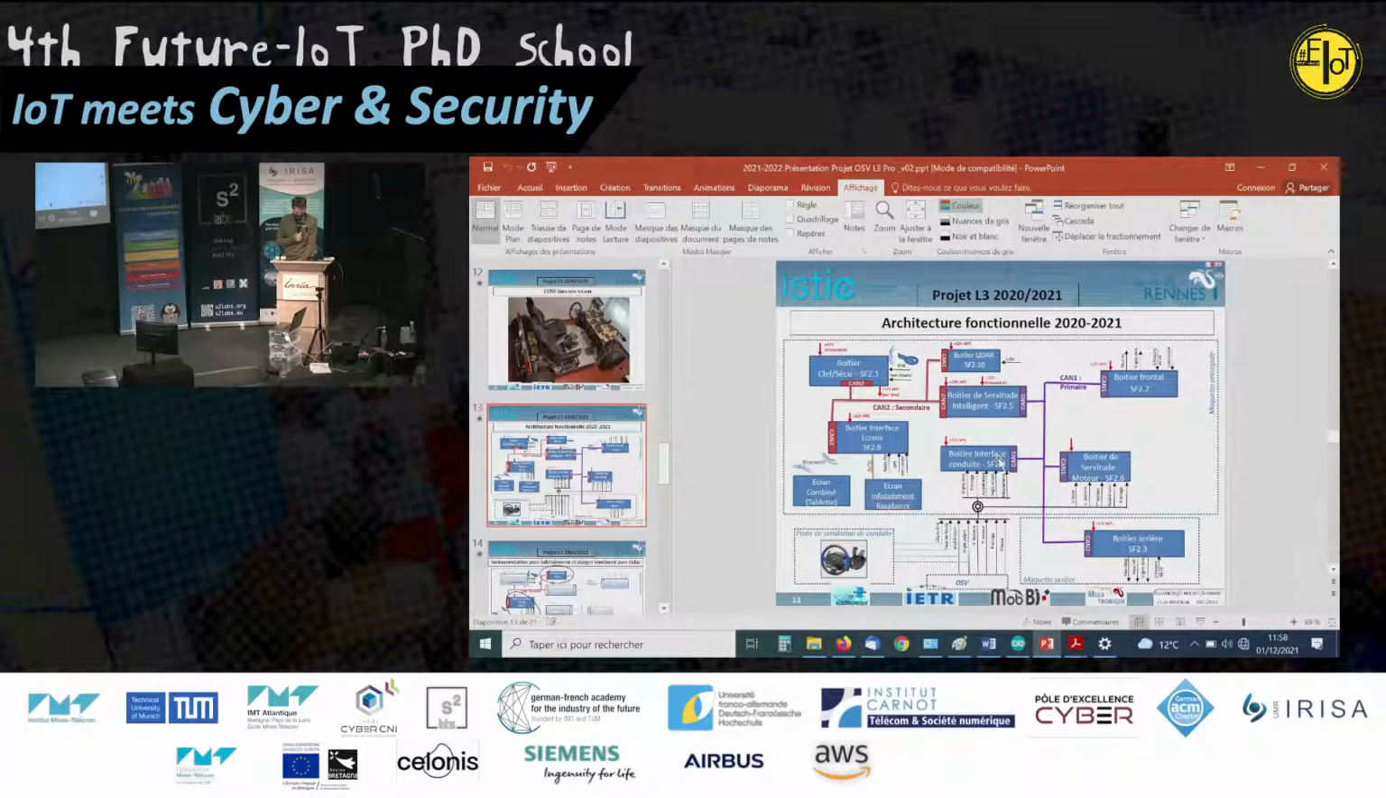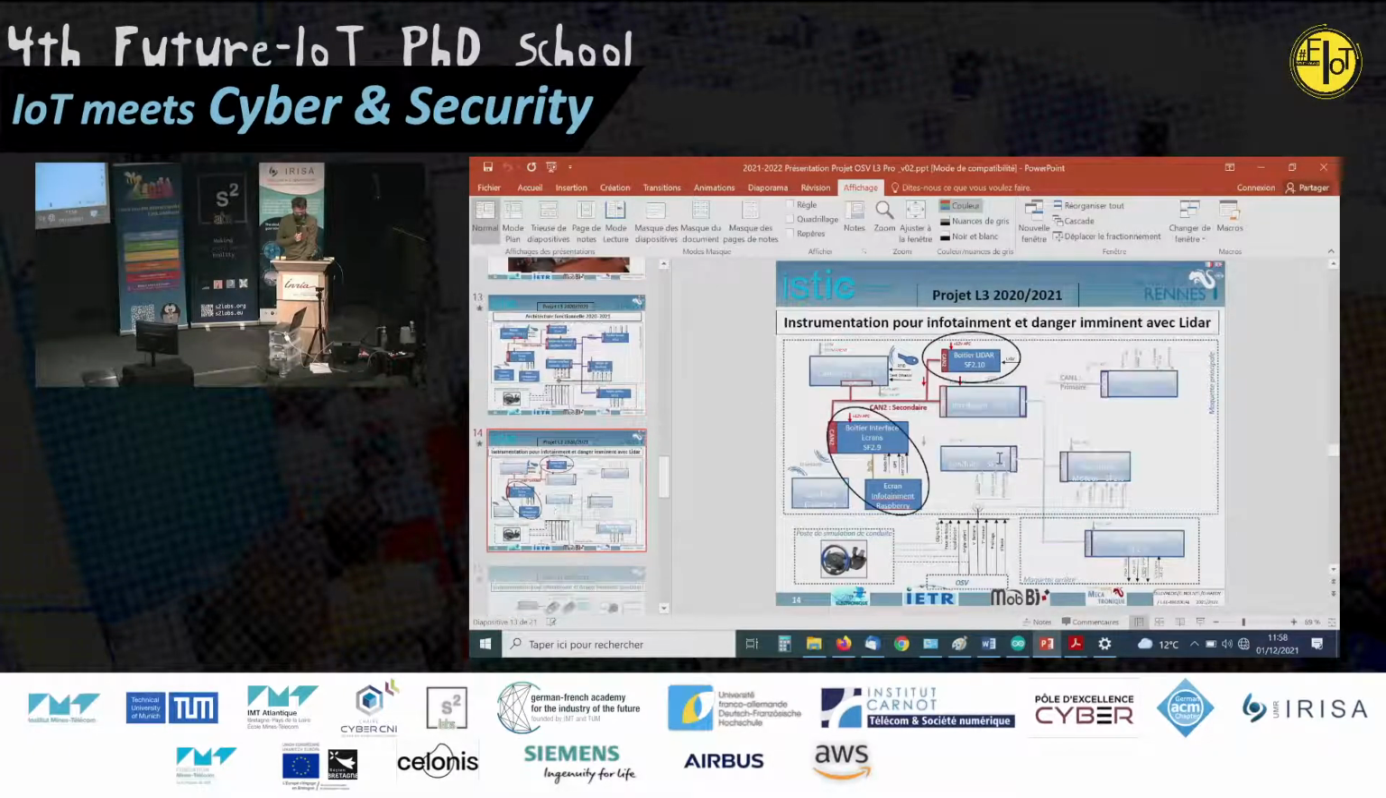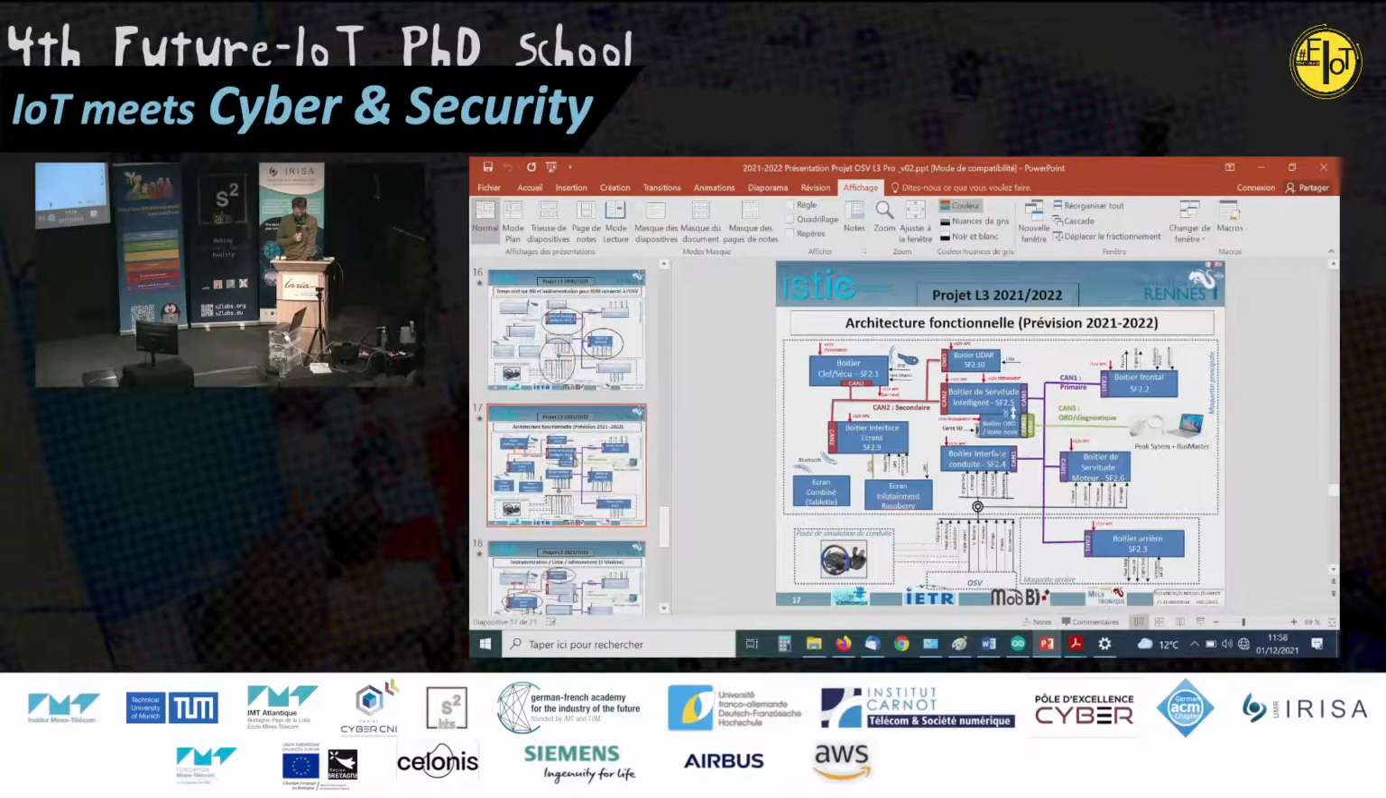Là, c'était l'architecture fonctionnelle de l'année dernière. Je vais aller sur celle de cette année. On a proposé cette architecture et ça s'approche de plus en plus de ce qu'il y a réellement dans un véhicule. Vous voyez au cœur, vous avez un boîtier de servitude intelligent, et on communique via bus de communication entre un CAN primaire, ici, et un CAN secondaire.